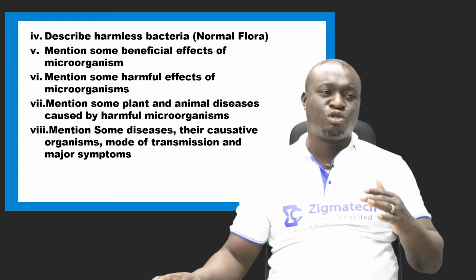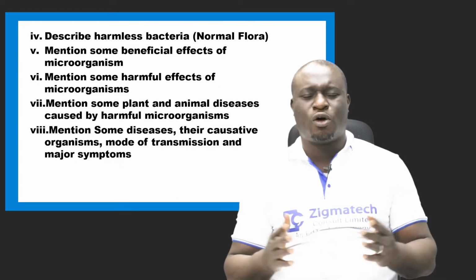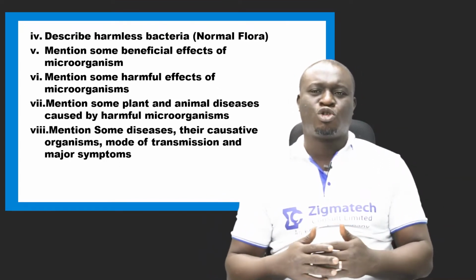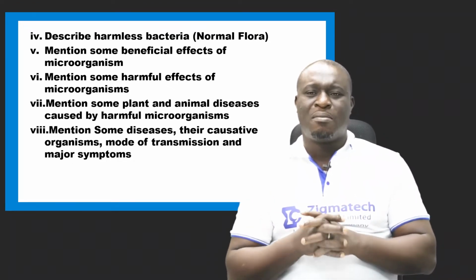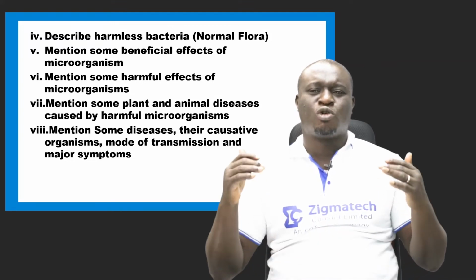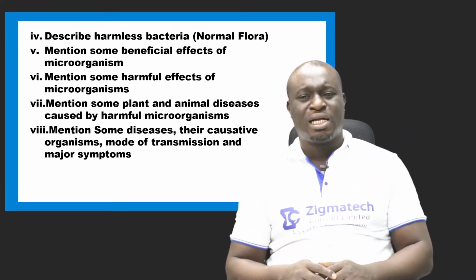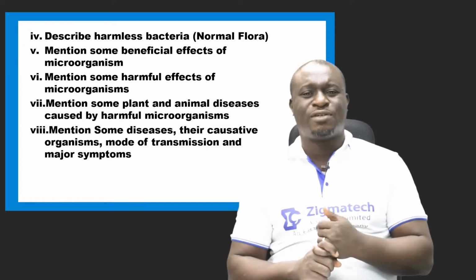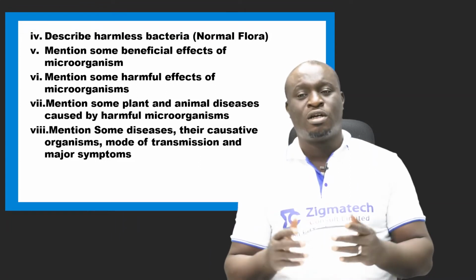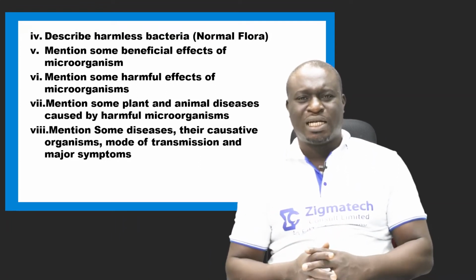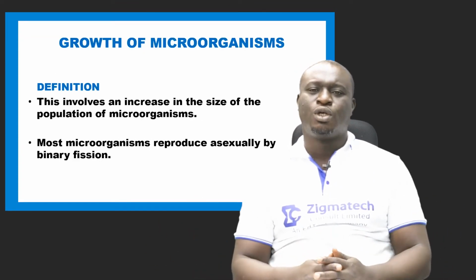Number four, you should be able to describe what we call harmless bacteria. Another name for this type of bacteria is normal flora. And then we should be able to mention some of the beneficial effects as well as some of the harmful effects of microorganisms. You should also be able to mention some plant and animal diseases that are caused by harmful microorganisms, and some diseases, their causative organisms, mode of transmission, and the symptoms you can observe from these diseases. All right, now let's begin with the first one, which is growth of microorganisms.